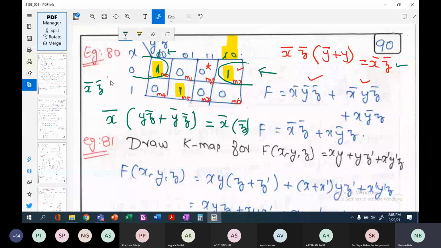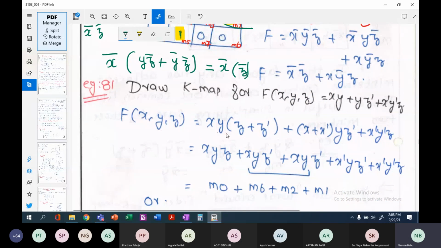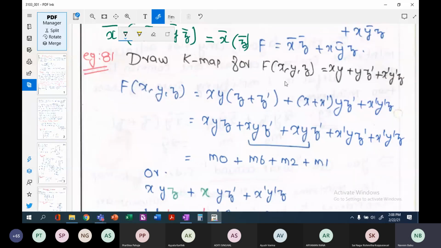Now let us do another example. Draw K-maps for this function. Please look at the Boolean function. It is a function of x, y, z. Here you have only the xy term. Here you don't have the x term. Here you have all different variables.